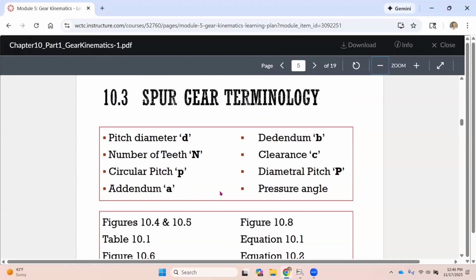Okay. Probably the biggest thing is just keeping track of pitch diameter versus diametral pitch. Diametral pitch, capital P, is going to be the size of the tooth. Pitch diameter is that diameter that's going to be tangent from one gear to the other, showing where they engage.